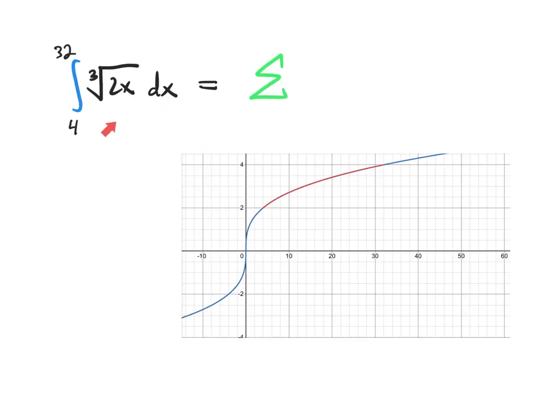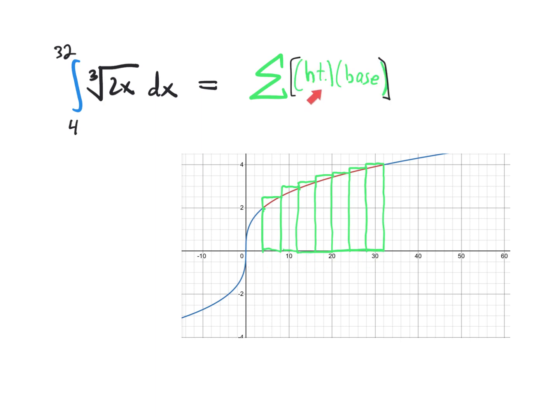Its definition is that it's a sum of areas of rectangles. So in this case, it might be the sum of these 7 rectangles. And it's estimating the area under the curve of the cubed root of 2x from 4 to 32, from here to there. So for each rectangle, its area is its base times its height. And if we did this for each rectangle and added them all up, we'd have the sum of the areas of the rectangles, which in this case would be an overestimate of the exact area under the curve, which is what we know this represents.